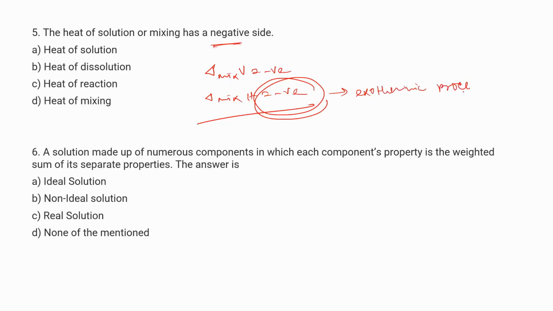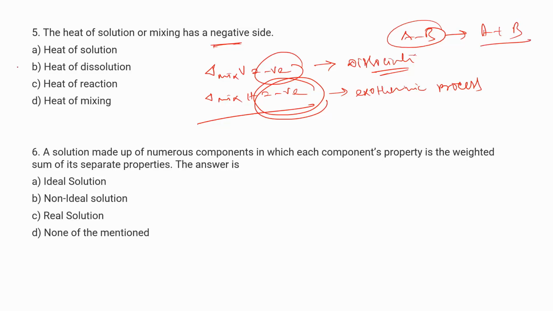Exothermic process, this is the important question, and negative means dissociation is happening. That means the AB is divided into A plus B, like that. So that is the heat of dissolution. Okay, so that will be the answer. Now, a solution made up of numerous components in which each component's property is the weighted sum of its separated properties. So what will be the answer for that? It is an ideal solution because it is the sum of its separate properties.